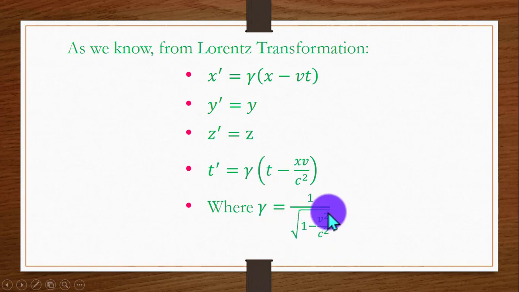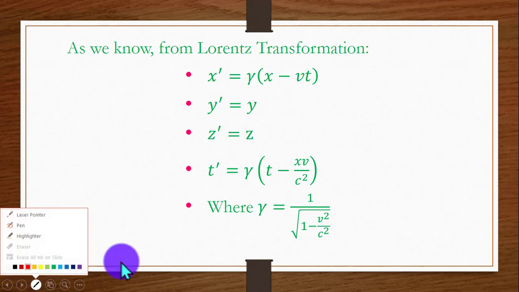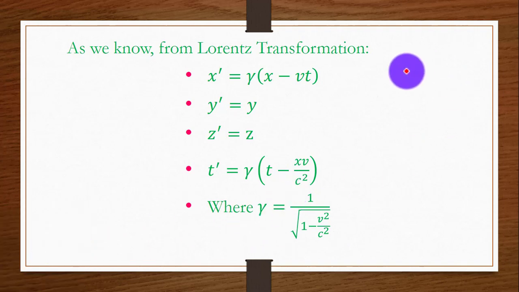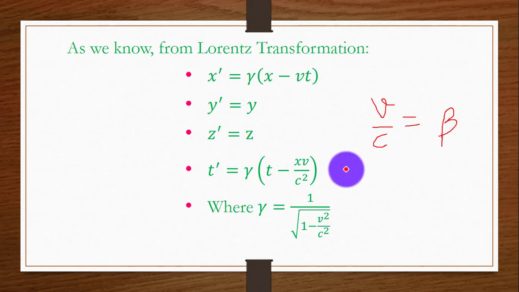Also this quantity v by c, many a time we will denote it by beta. This quantity v by c may be denoted by beta. So this gamma will become equal to 1 upon under root 1 minus beta square.